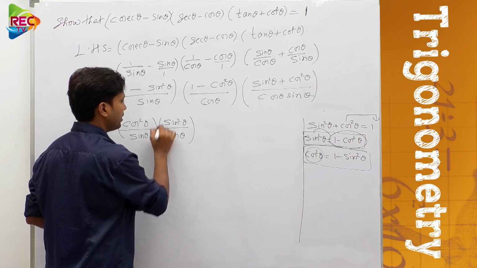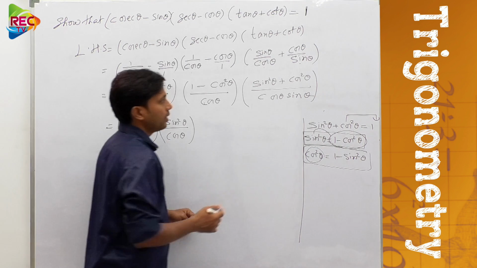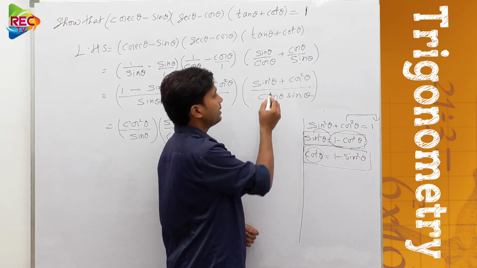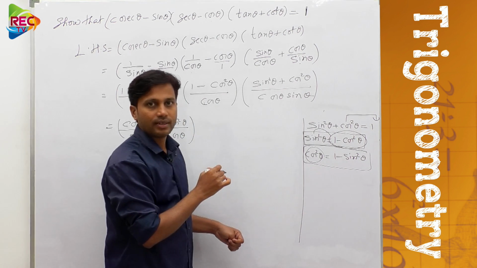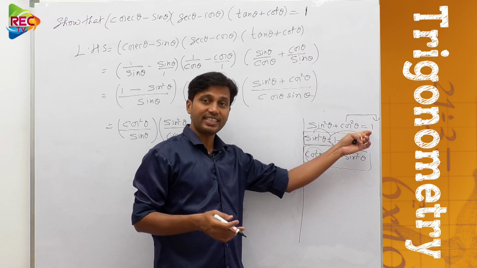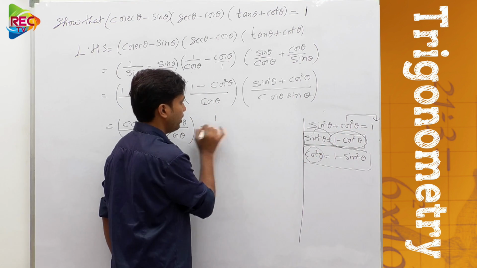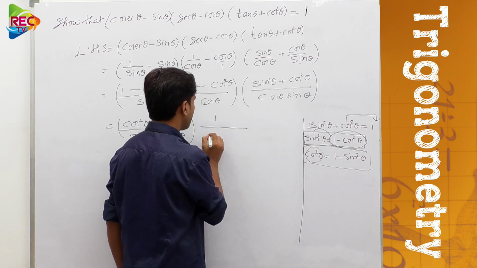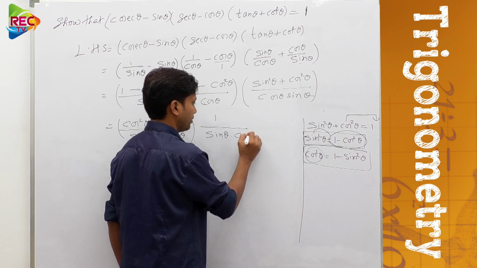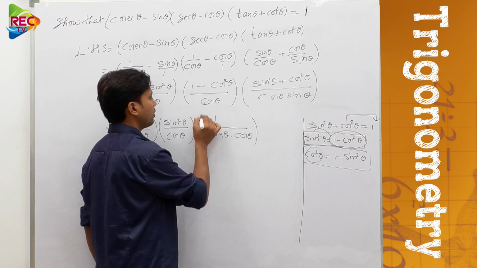Again into the next term. Now tell me, what is the numerator part over here? Sin square theta plus cos square theta. What is the value of sin square theta plus cos square theta? Obviously 1, because it's an identity. So here we have 1 by sin theta into cos theta.